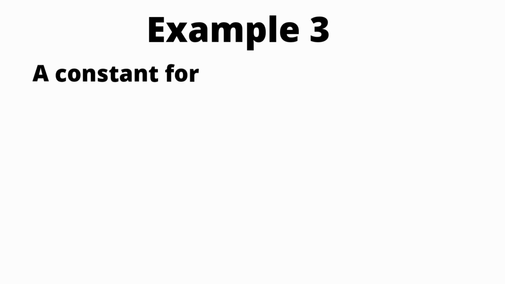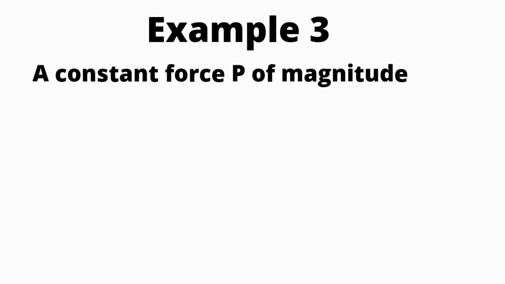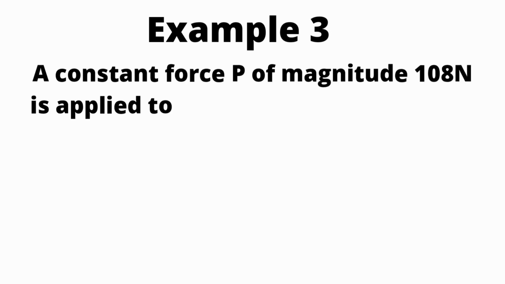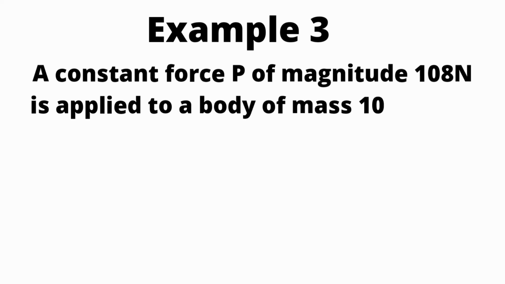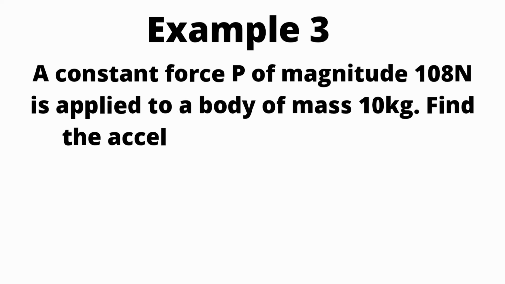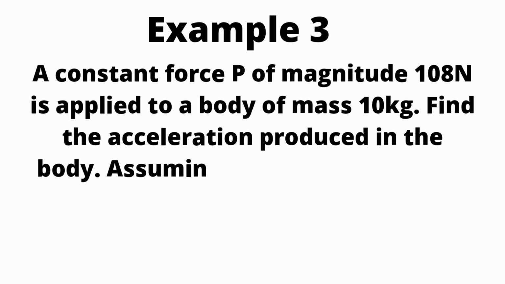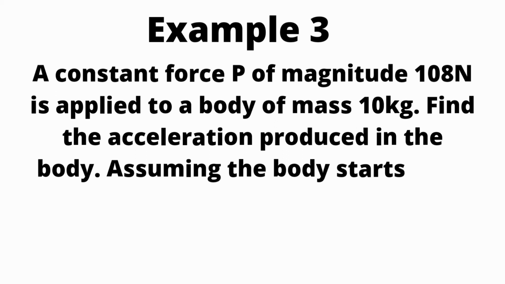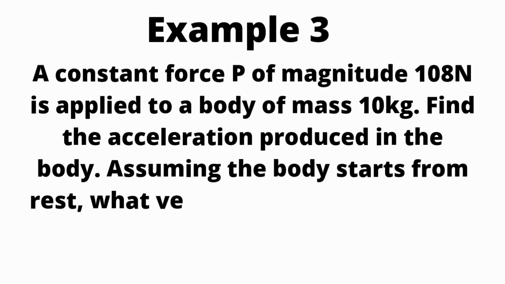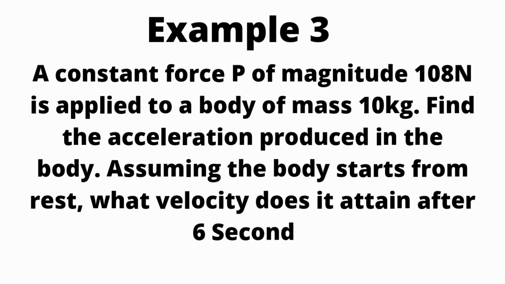Example 3. A constant force P of magnitude 108 Newton is applied to a body of mass 10 kg. The first question is, find the acceleration produced in the body. And also, assuming the body starts from rest, what velocity does it attain after 6 seconds?